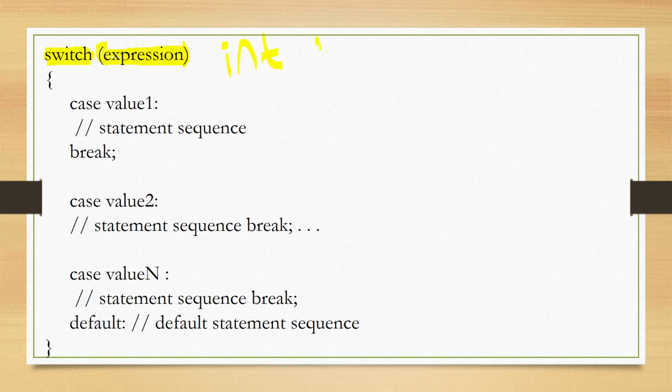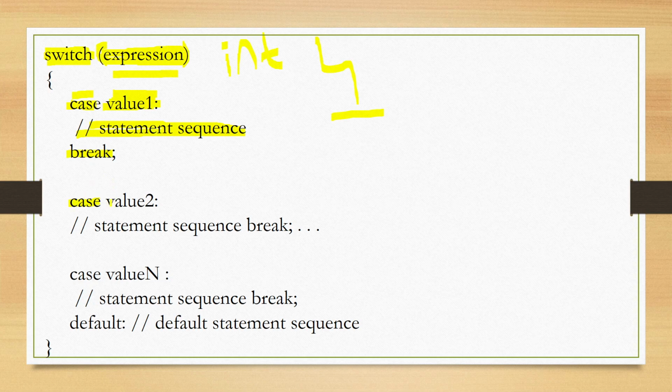Suppose this is an int variable with the value 4, and now we want these cases to execute. Here is case 1 with value 1. Suppose the value of this expression is 4, then we specify the value here: case 4. This case will be executed when the value here is 4. Then we write the sequence of statements to execute, then this break keyword. We'll get to this keyword shortly, and then another case.